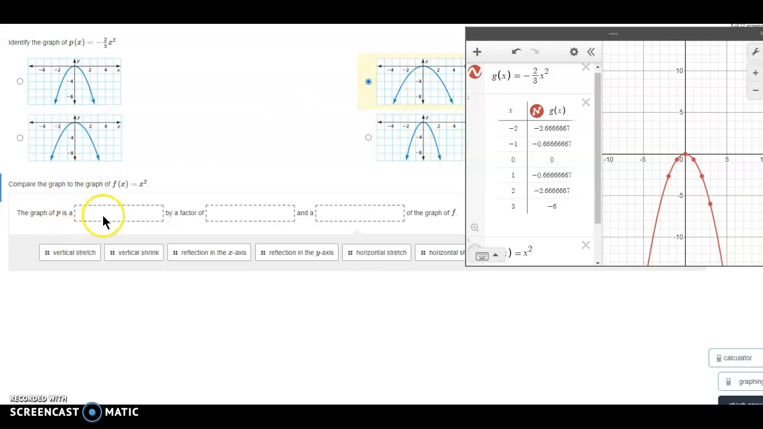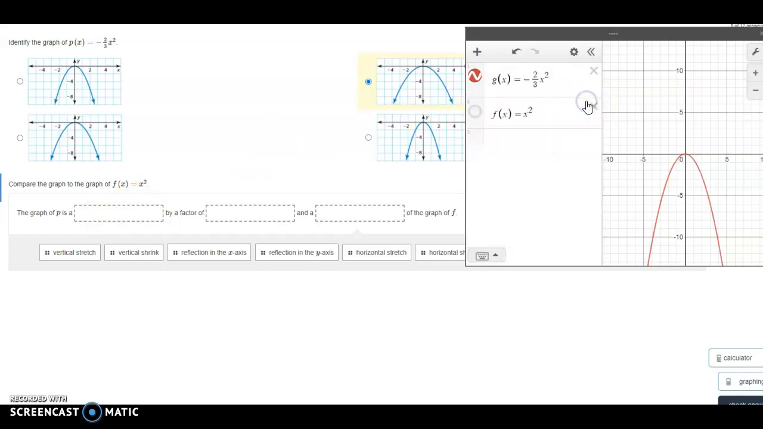So this graph is wider. Let's put this function back in. So I'm going to close that. Sometimes it's easier to really compare it if you put a negative out front, and you can see it is wider. So it's wider, that means it is a vertical shrink.